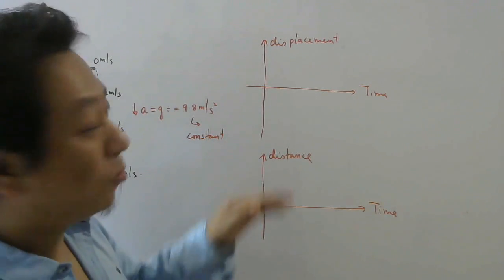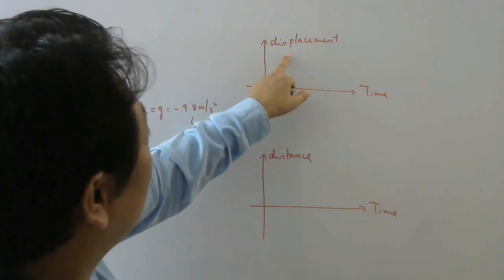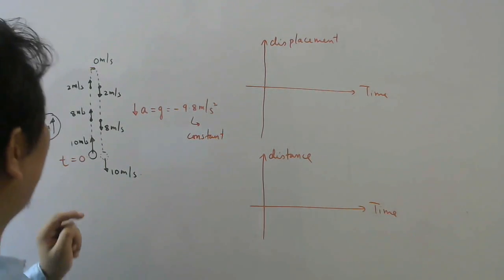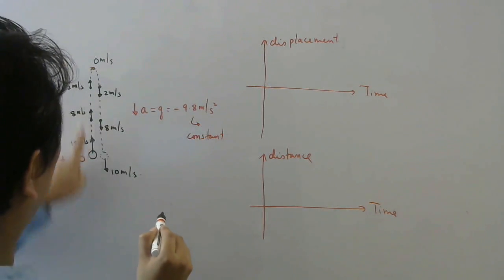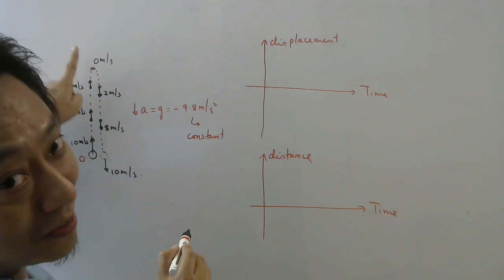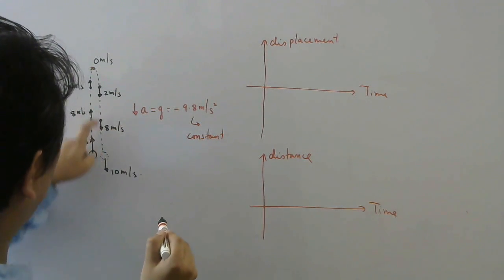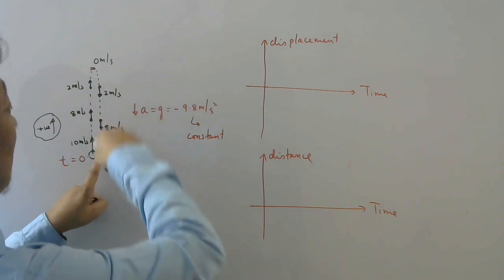Now let us see how the displacement time graph will look. Obviously, we are measuring the displacement from this initial position. Okay. So let's see how the graph will look. Remember, as the body goes up, your displacement is upward and it is increasing. And when the body comes down, displacement is from initial to final. So still it is upward, but your displacement is decreasing.